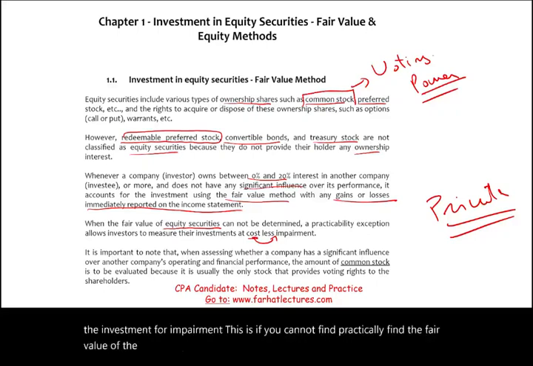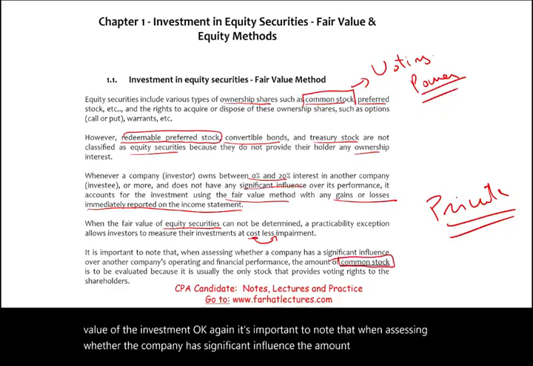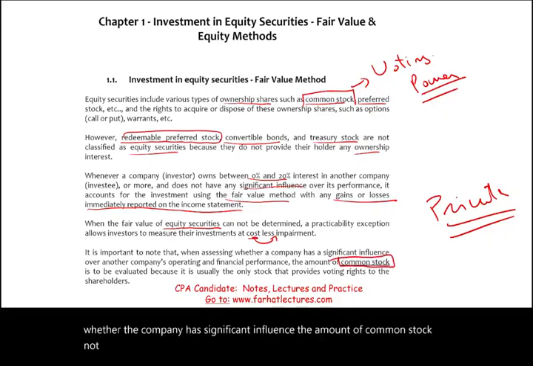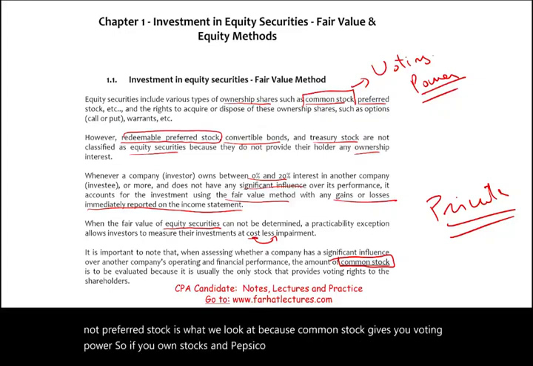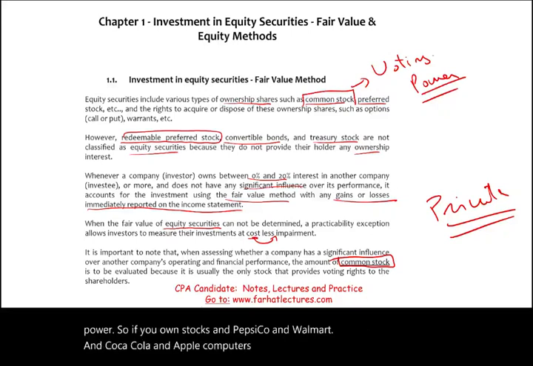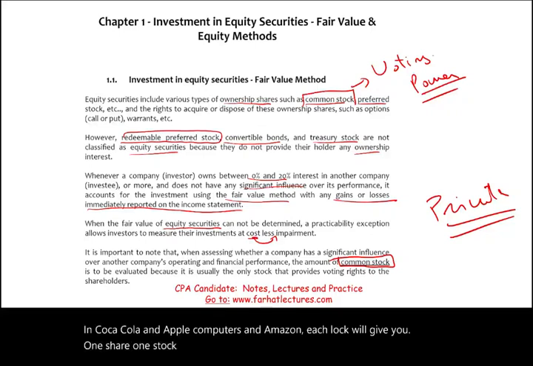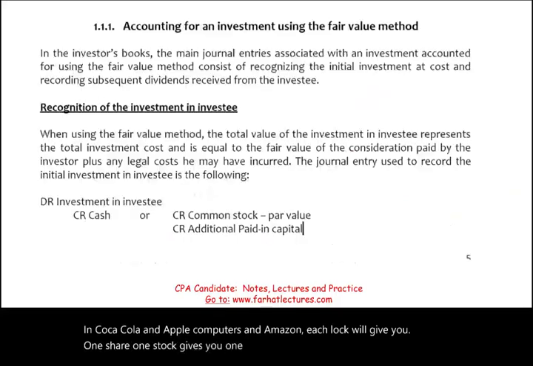Okay. Again, it's important to note that when assessing whether the company has significant influence, the amount of common stock, not preferred stock, is what we look at, because common stock gives you voting power. So if you own stock in PepsiCo, Walmart, Coca-Cola, Apple, or Amazon, each stock gives you one share, and one share gives you one vote. So you have to have the voting power. So let's take a look at how to account.